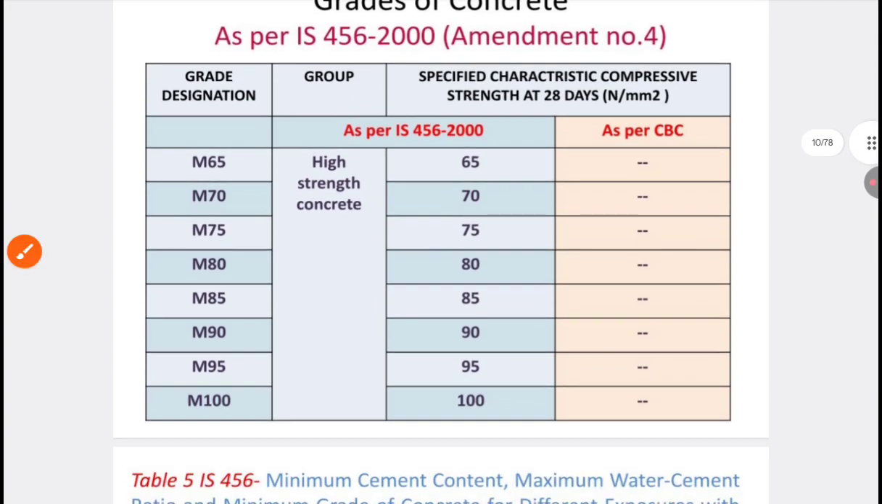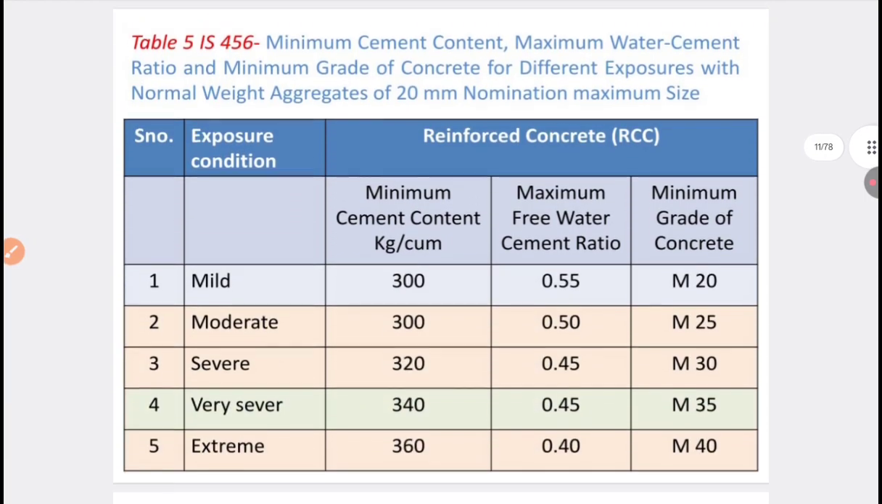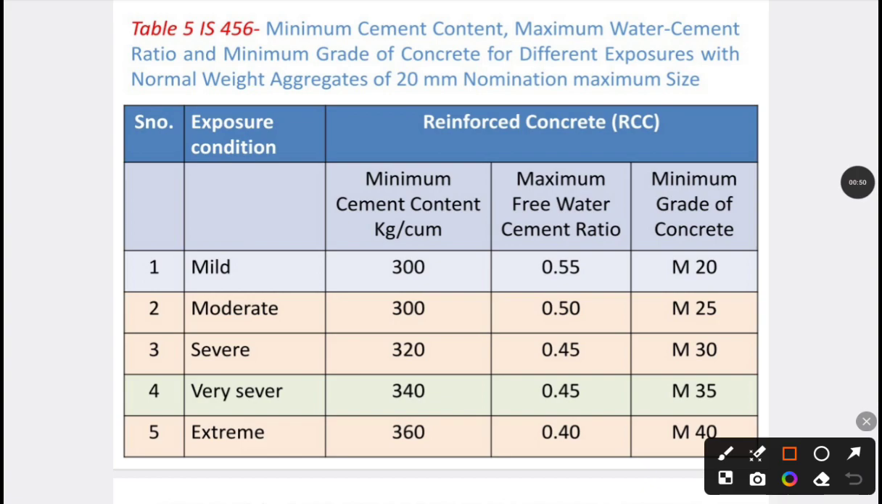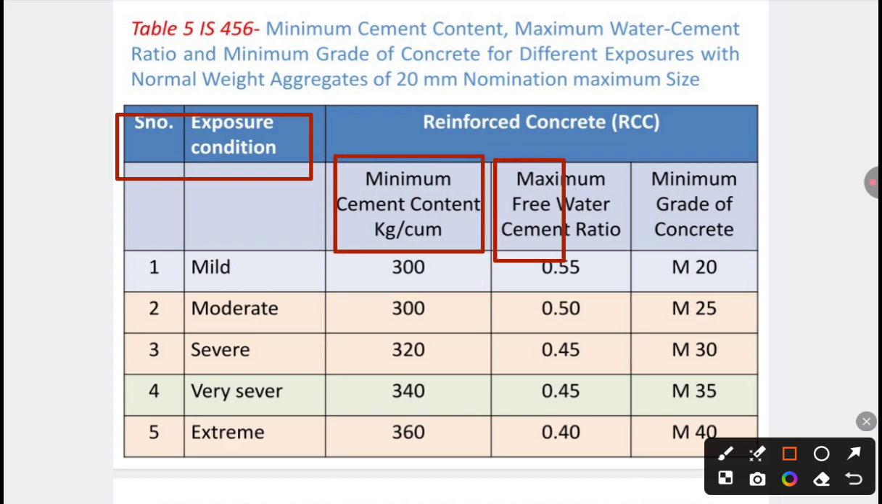the YouTube channel. So in this video we are going to start from the exposure conditions of any kind of structure. Based on the exposure conditions, we are going to see what will be the minimum cement content, what will be the minimum or maximum water cement ratio, and what will be the minimum grade of concrete. In this concept, let us start from the beginning.